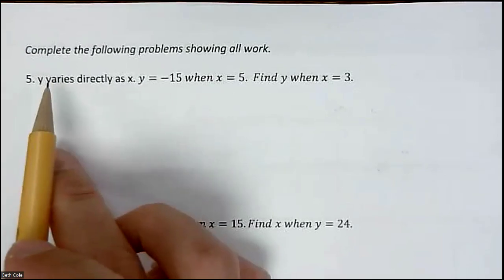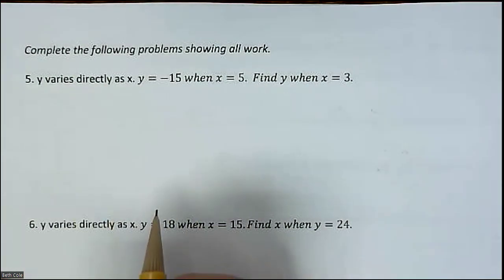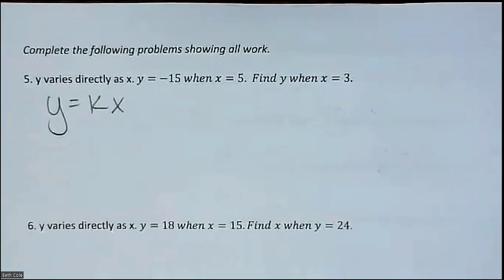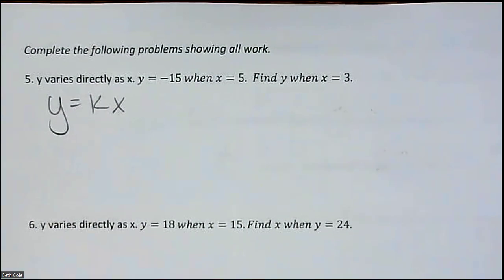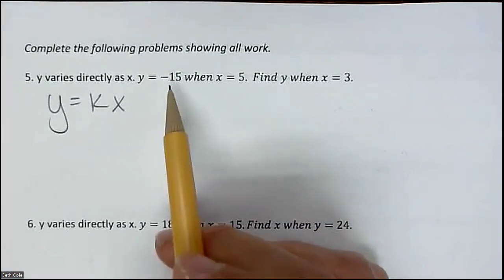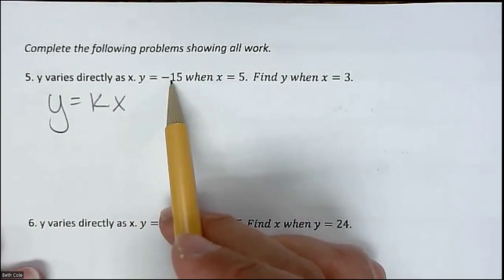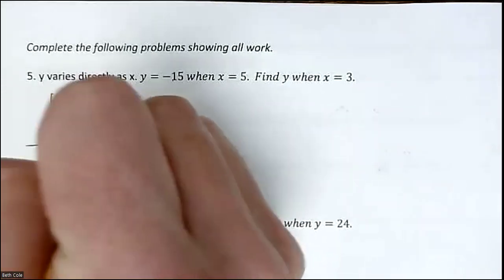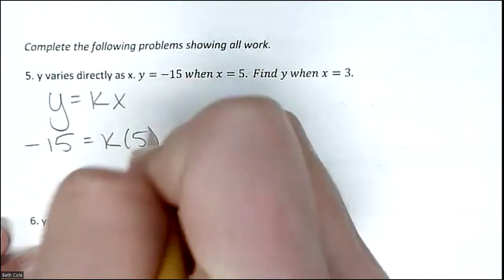So do you see how this first sentence is y varies directly as x? Direct variation means it's y equals kx. Hey, Ms. Cole, do I have to write that? Yeah, that's part of the problem. That's what it says. Now, all you're going to do is plug some numbers in. It says y is -15 when x is 5. So you're going to plug in -15 for y and 5 for x.